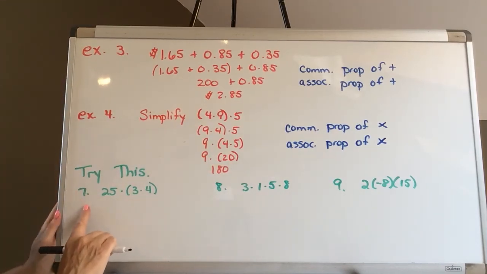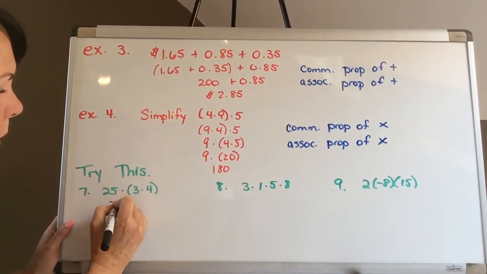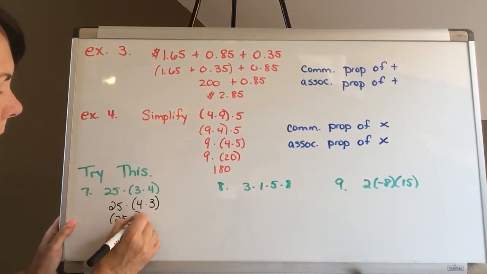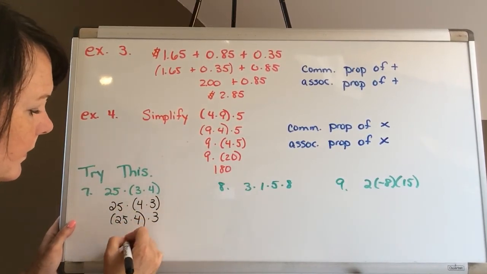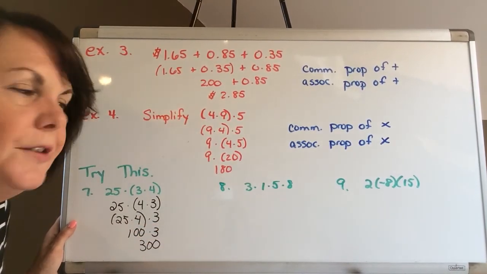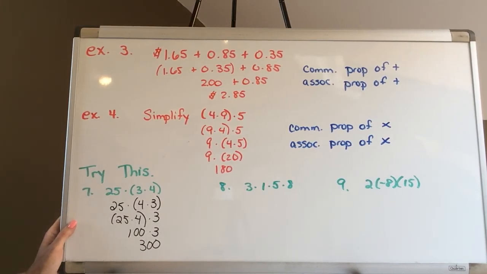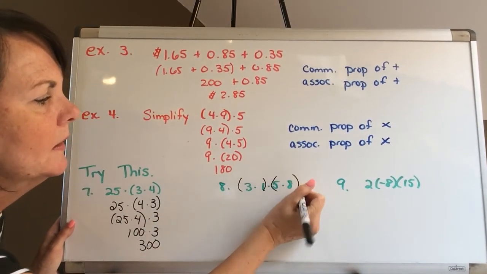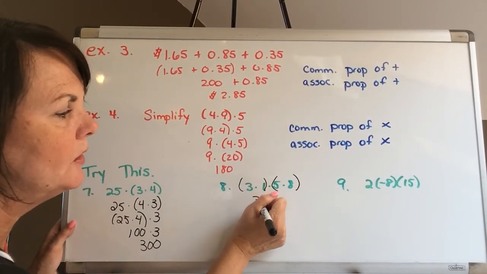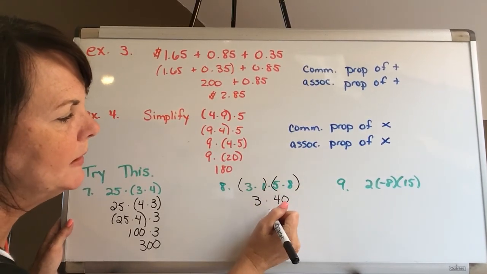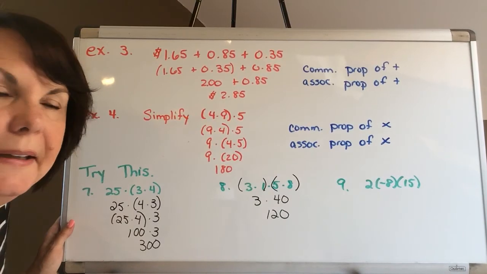Take a look at example 7, 25 times 3 times 4. Well, flip these around and now regroup. The 25 and the 4 go together well. That's 100 times 3 is 300. Look at number 8. 3 times 1 times 5 times 8. What would I want to do here? Well, actually not too much. I think I just want to group them like this. The identity property tells me that this is going to stay 3 times, and 5 times 8 is 40, and 3 times 40 is 120.